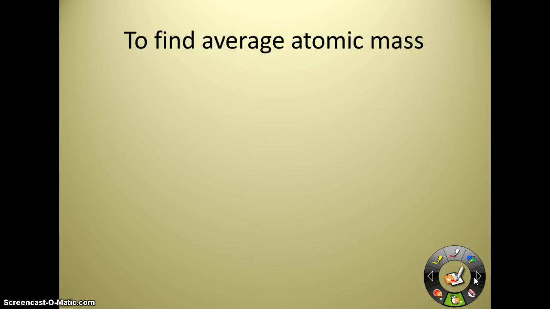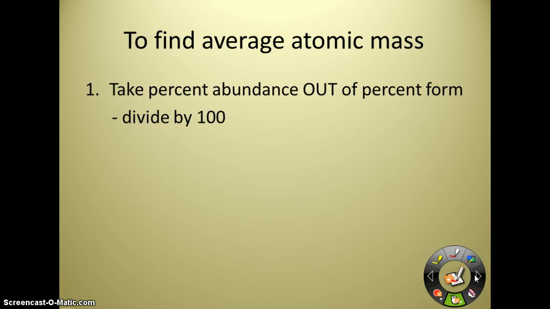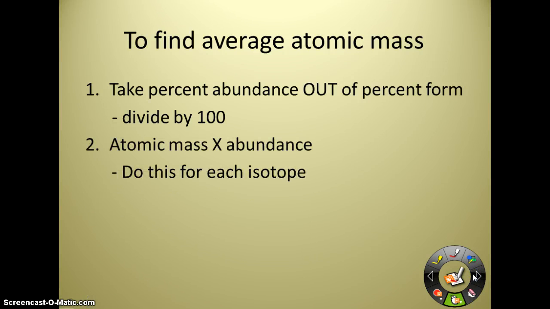So to find the average atomic mass, you're going to take your percent abundance out of percent form. So whatever percent abundance they give you, divide by 100. You're going to take the atomic mass, multiply it by the abundance, and you're going to do that for each isotope in the set. Then you're going to add those values together, and that should give you the average atomic mass.